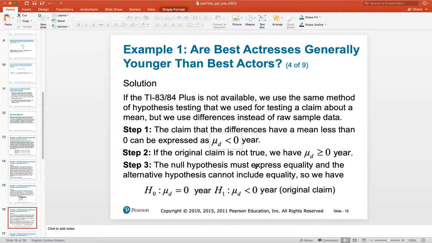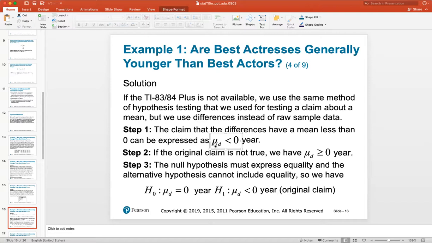Mu sub d is less than 0. So what's the mu sub d? This is the sample mean. Keep in mind that here the sample mean means that, for given two dependent samples, we construct one single new sample data set by calculating the individual difference for two values from the two dependent samples.